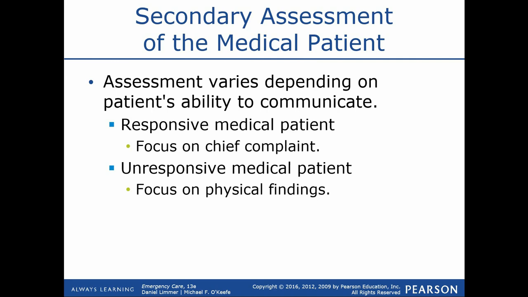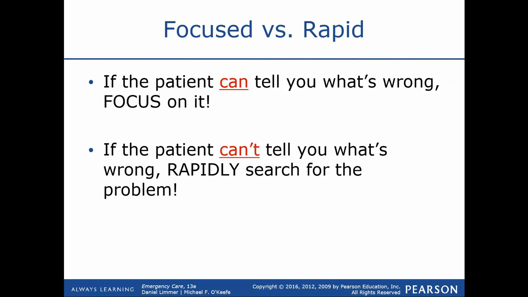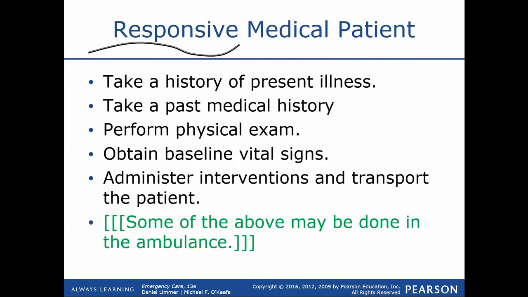Conversely, if my patient's unresponsive and they're unable to tell me what's wrong, I have to rapidly try to identify it. And I'm going to do that through a systematic head-to-toe assessment that identifies and assesses various components of the body that will lead me to identify as quickly as possible some underlying life threats. So again, if the patient can tell you what's wrong, focus on it. If the patient can't tell you what's wrong, rapidly search for the problem.